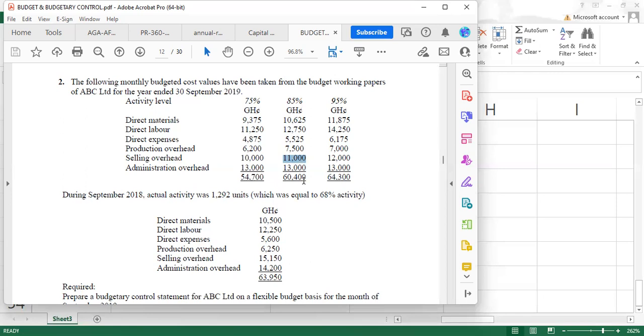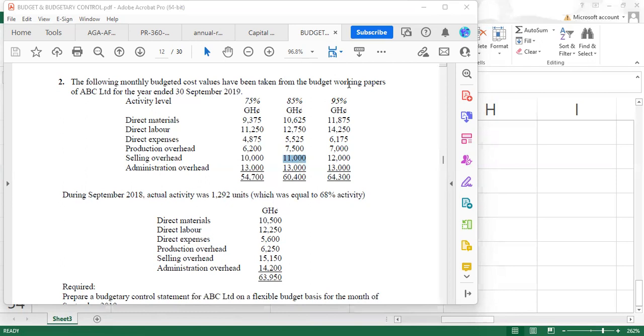100. That is per percentage. The actual one is 68%. So what will be the total variable cost? 6,800. What is the fixed overhead cost for selling overhead? Fixed overhead for selling overhead. I don't know. I'm confused.